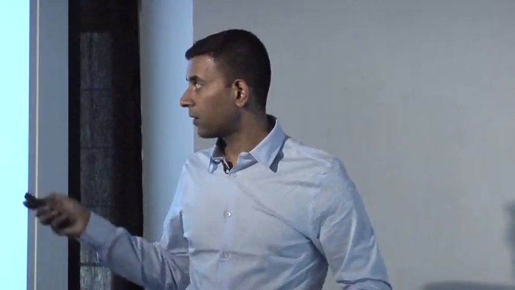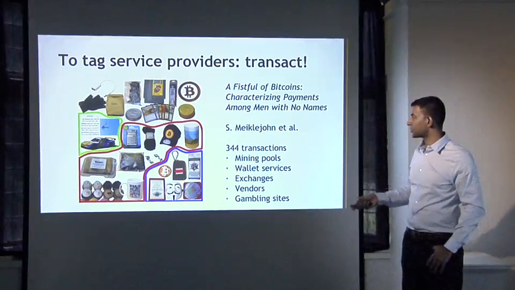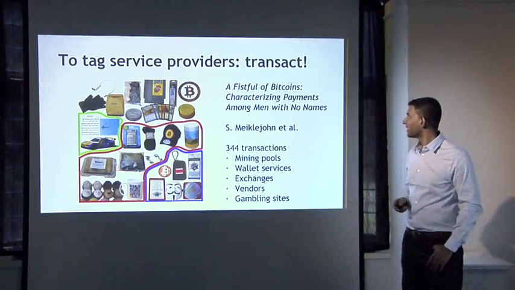So what's the way around this? Well, the only way to reliably infer addresses that are associated with a service provider is to actually transact with that service provider, which is exactly what the authors did. They went ahead and bought a variety of things and interacted in a variety of other ways with a bunch of service providers comprising 344 transactions in all. Mining pools, wallet services, exchanges, various merchants, even gambling sites, and so on. And they got a bunch of cool things to show for their efforts, and Mikkeljohn informs me that in fact the cupcakes were really good.